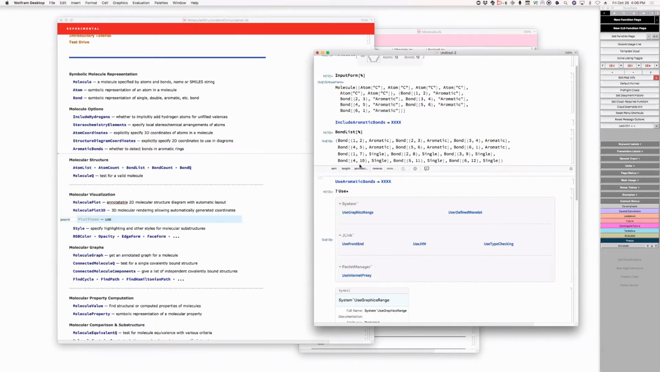How about enable aromatic bonds? I think we use enable elsewhere in the language. Yeah, we do, but I don't think that's very good either, because it's not a question of enabling. It's a question of whether. Okay. Form. How about aromatic bond rendering? It's not really about rendering. It's about what's in the input form.